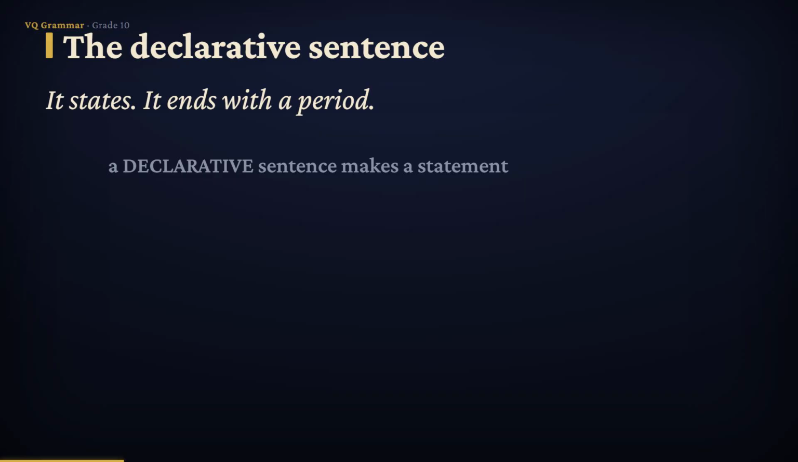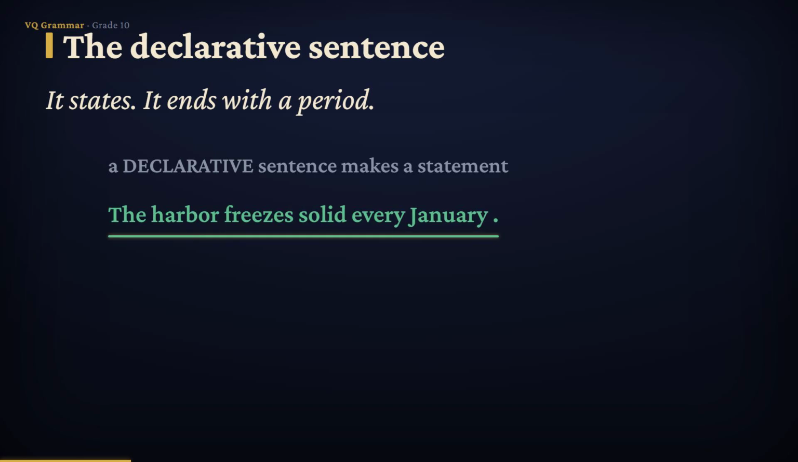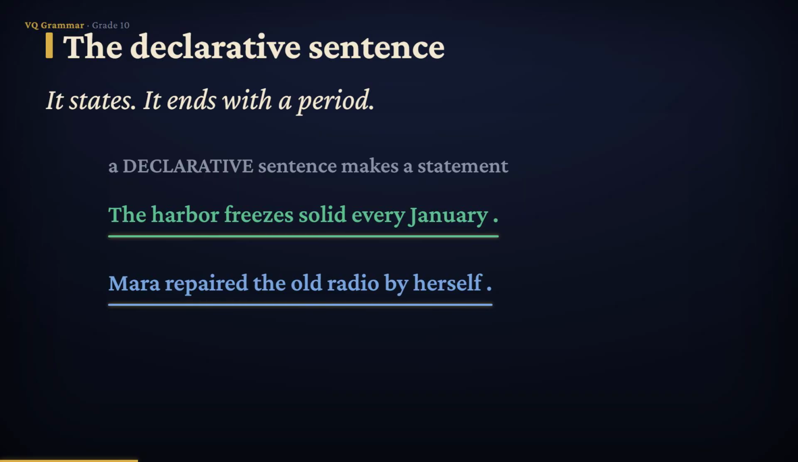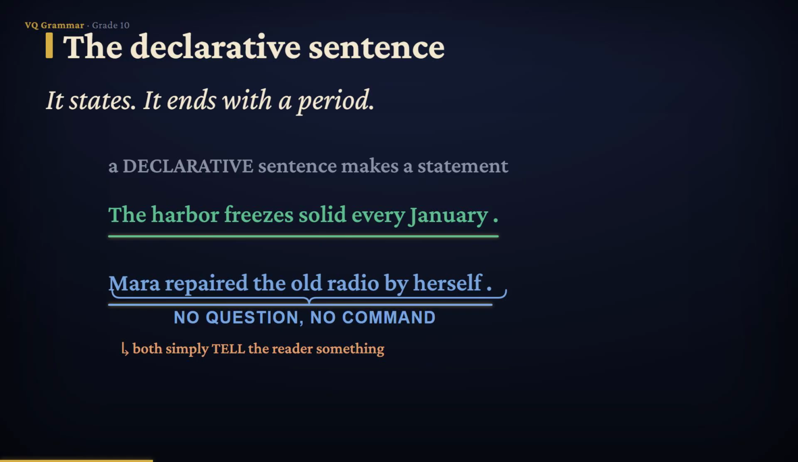A declarative sentence makes a statement. It simply tells you something. Listen, the harbor freezes solid every January. Or, Mara repaired the old radio by herself. Look closely at what those two are doing. They aren't asking, and they aren't ordering, and neither one is shouting. They are just telling, quietly handing the reader a piece of information. And because the job is to state, both of them close with a period. Statement, period. That is the pattern, and most of what you read and write in a day is exactly this.